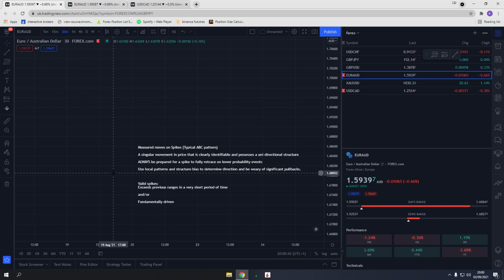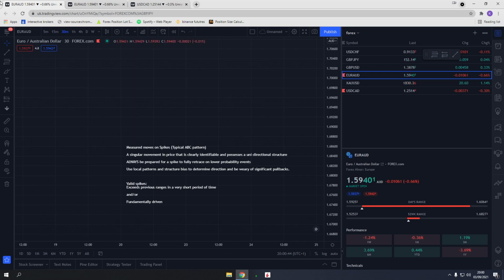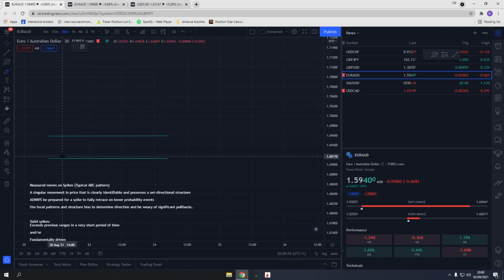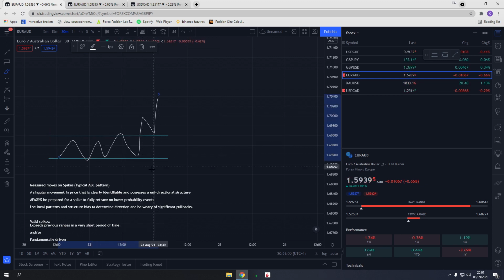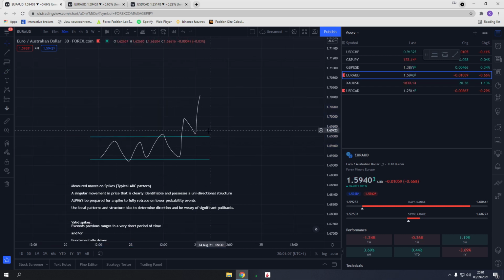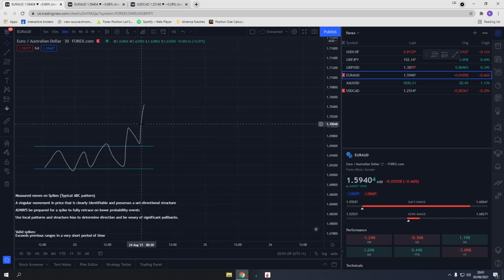Now, your valid spikes are your spikes that exceed your previous range in a very short period of time. And this links in with the idea that spikes need to be easily identifiable. If you have price that's whipsawing around in this range and then breaks out, that's clearly identifiable by other traders, and then you could capitalize off the subsequent moves as other traders begin to realize and have similar thought patterns and a similar line of thinking to yours.